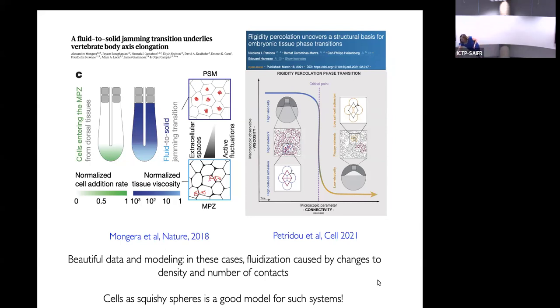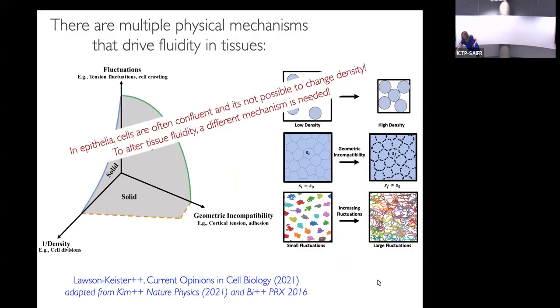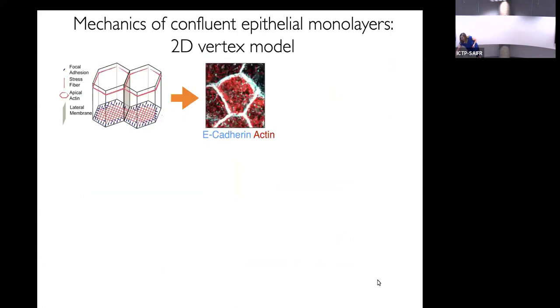The type of transition that we're going to talk about is this geometric incompatibility. So I'll just talk about it briefly. So what type of model? Squishy spheres are not going to be a good model for this system. The model that was developed by Frank Julicher and collaborators more than 20 years ago is called a 2D vertex model. And the idea is as follows.